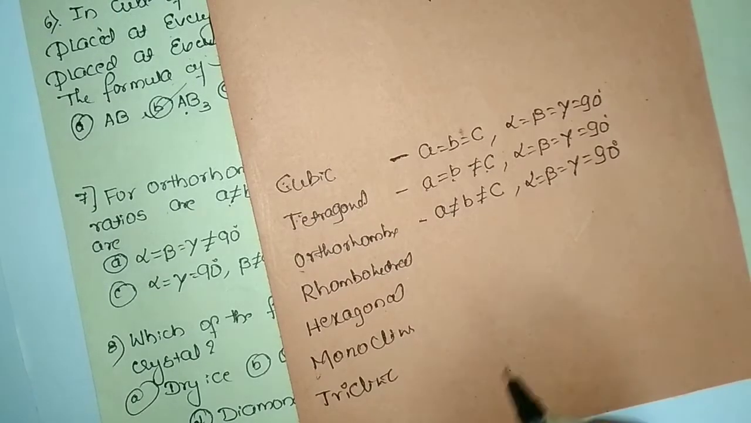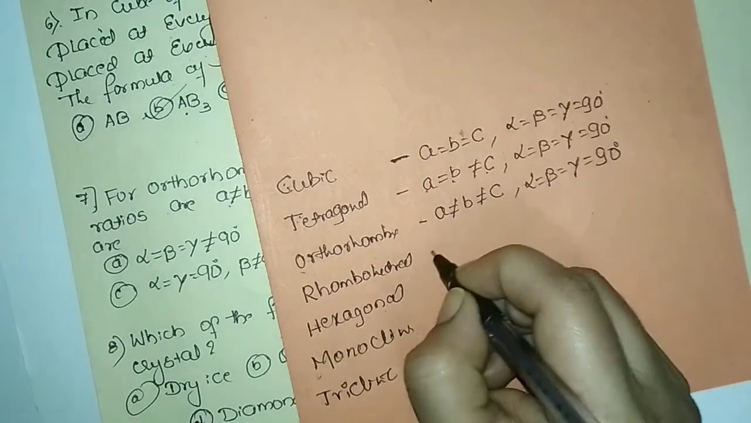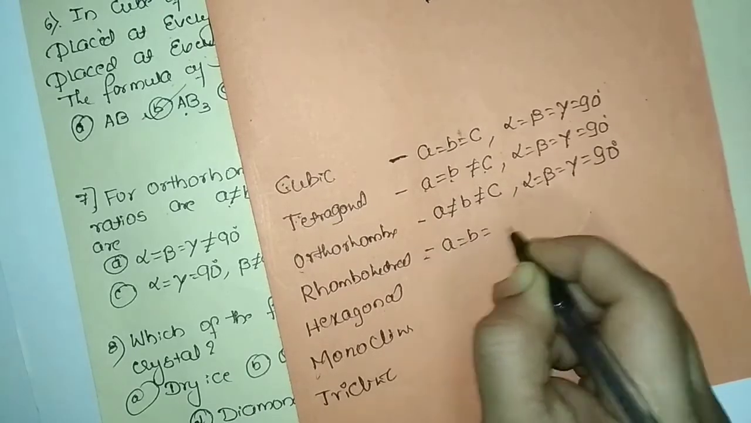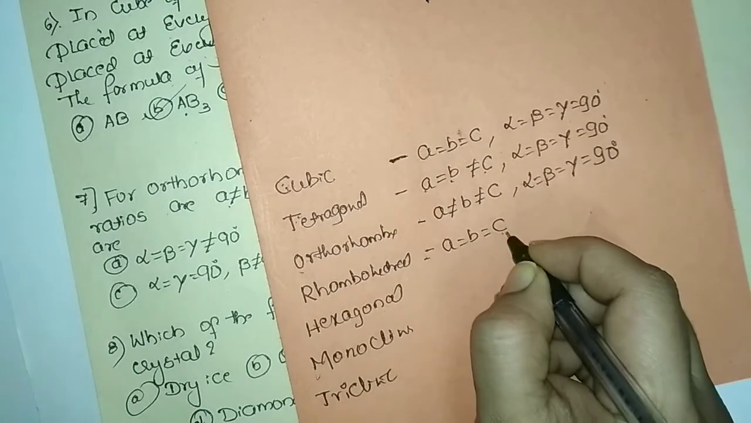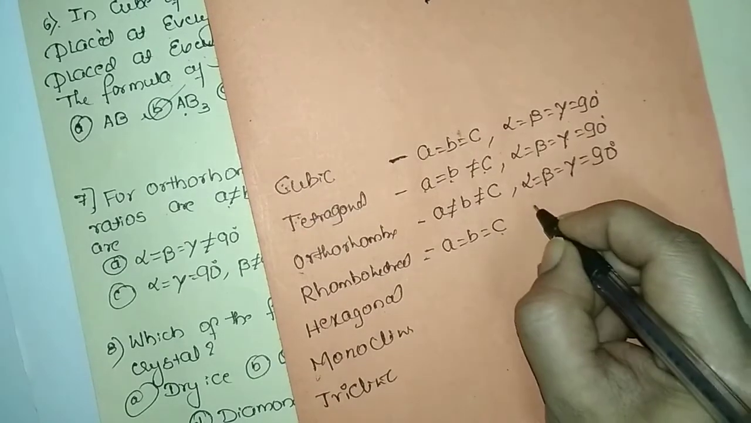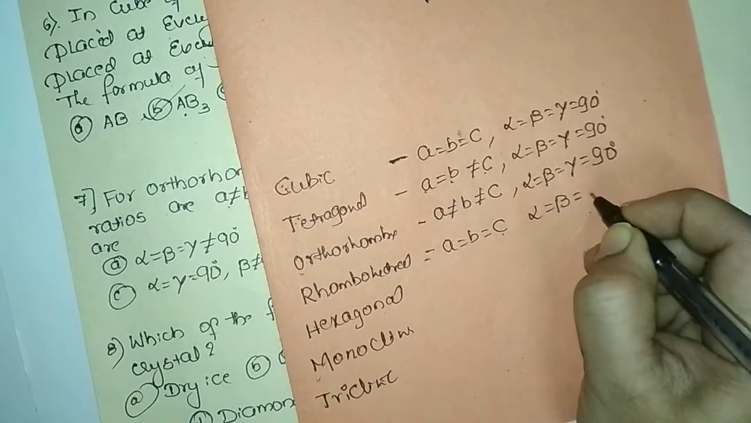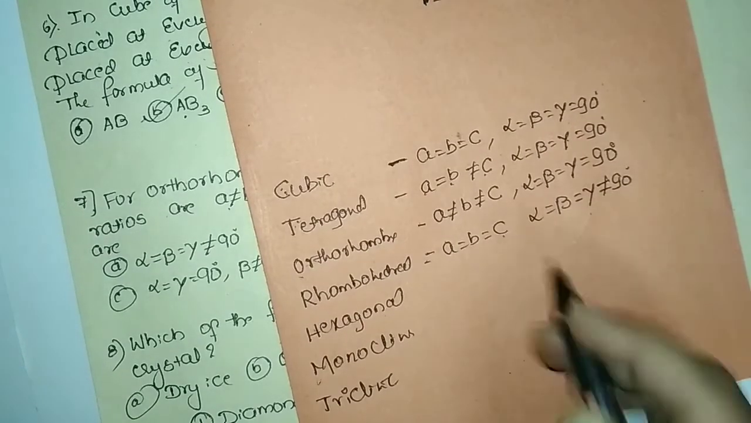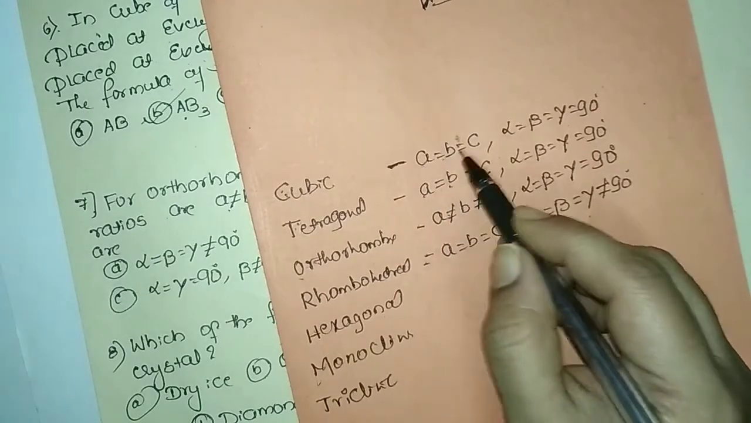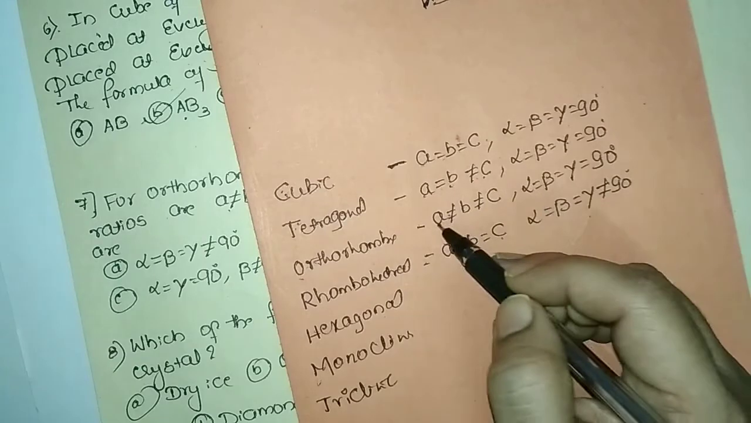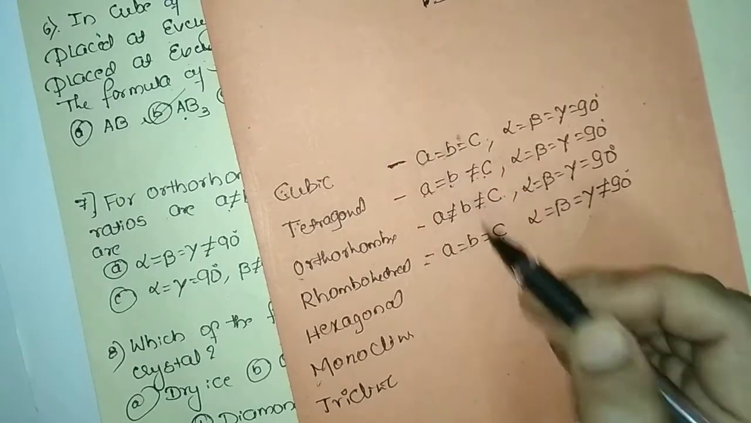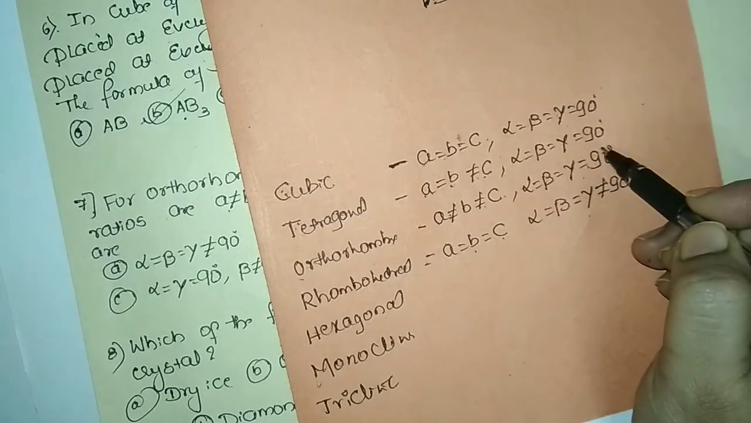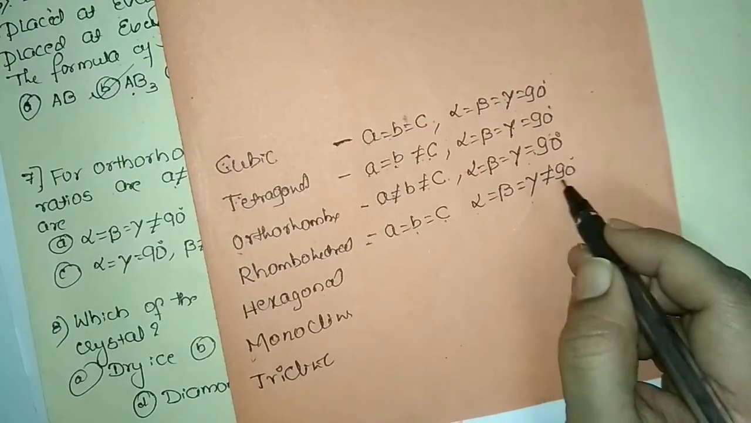Next one is rhombohedral. For the rhombohedral, the same thing from the first one repeats here, that is A equal to B equal to C, meaning all 3 sides are equal. But the angles here are alpha equal to beta equal to gamma, but not equal to 90 degrees. So the first 3 are A equal to B equal to C, A equal to B not equal to C, and A not equal to B not equal to C. Again the same thing repeats: all 3 angles are 90 degrees, but in the fourth one all 3 are equal but not equal to 90 degrees.